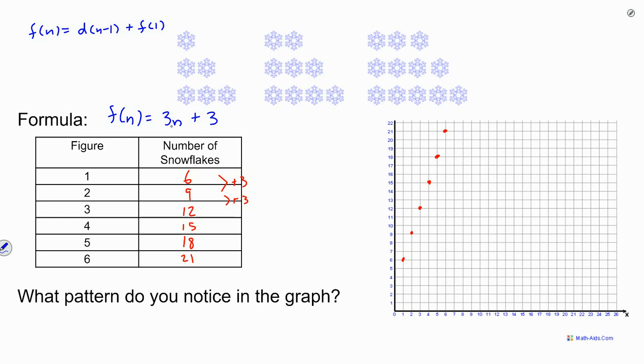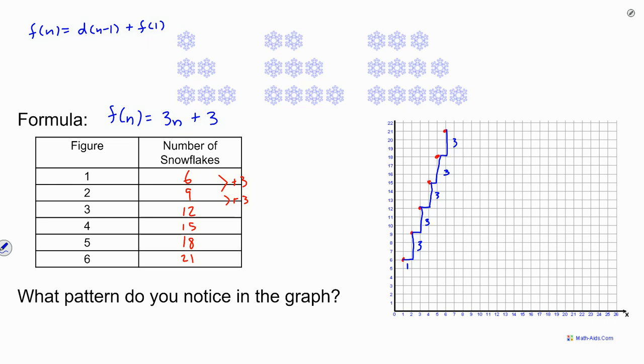But what I'm going to look for is the pattern. So if I go here, how much am I going up and over? Over 1, up 3. Over 1, up 3, over 1, up 3. And we see this pattern works for all of our points.